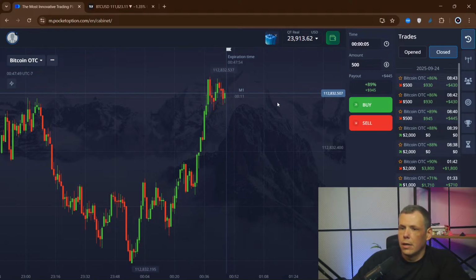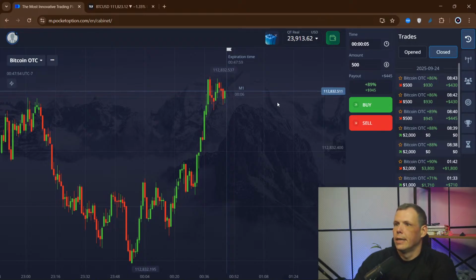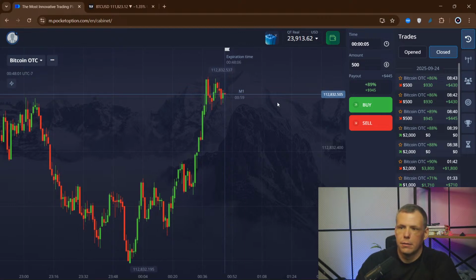All right, guys, welcome. Today we're going to start a trading session with Bitcoin on Pocket Options. If you haven't done Pocket Options before, or if you're new, I highly recommend doing it. It kind of simplifies everything, which is very, very important, right?